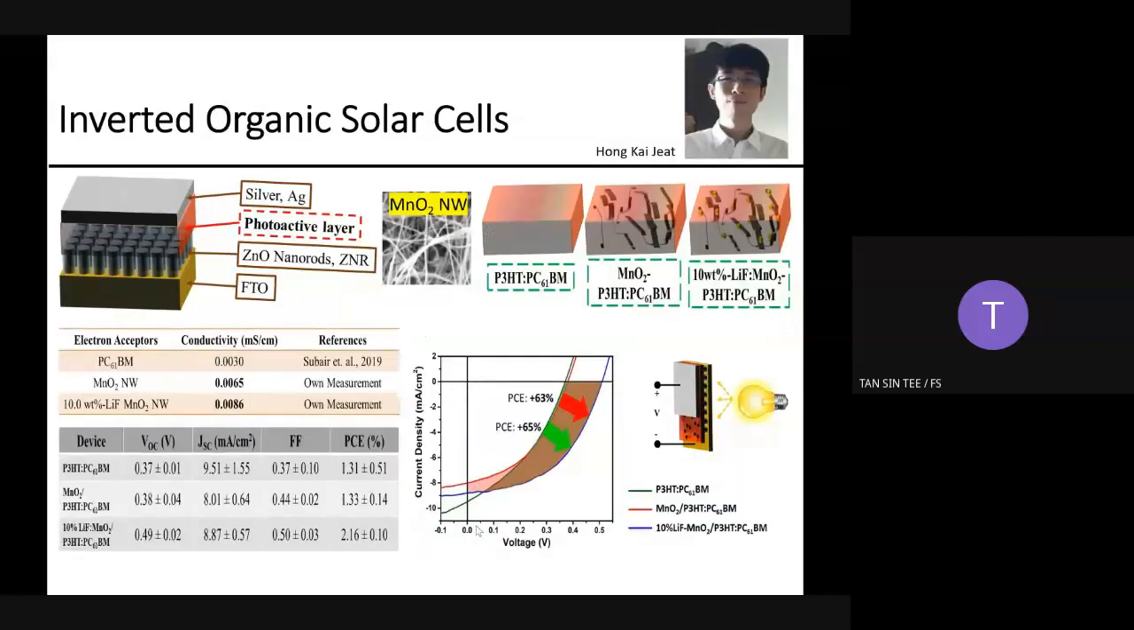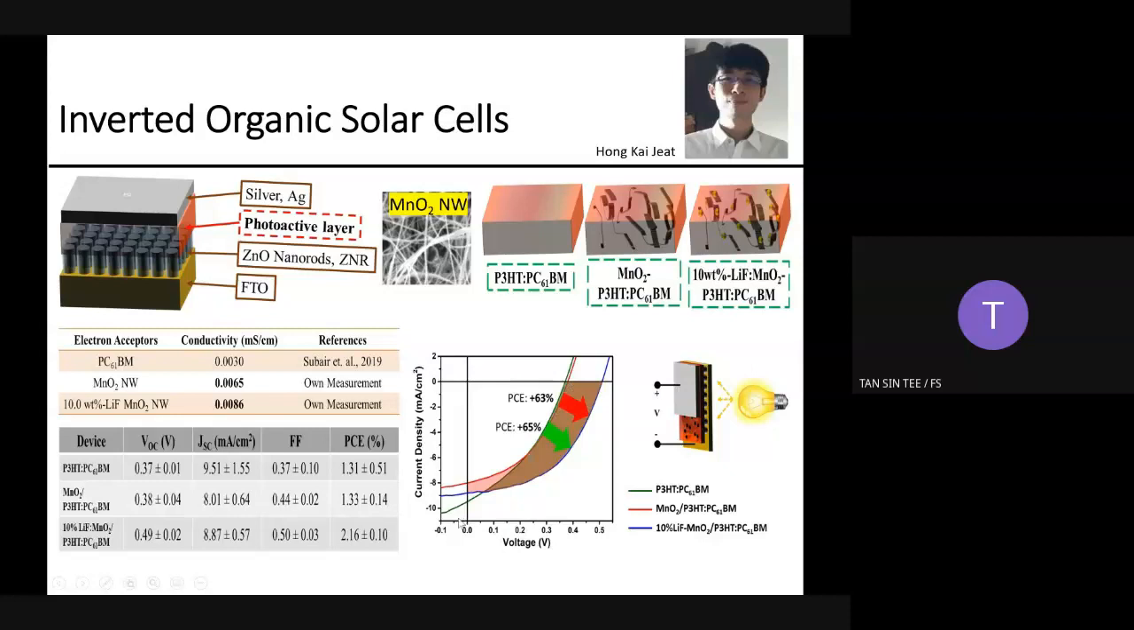So in my group, we have split up a few of the students to specific projects. One of my students, Aaron Hong, is working on the inverted organic solar cell, and recently he has come out with quite a good result. When he modifies the active material with a two-dimensional material, the method is able to improve the power conversion efficiency by 65% from the original.